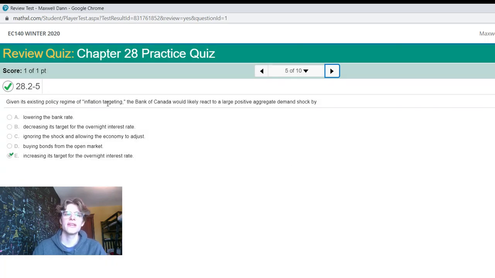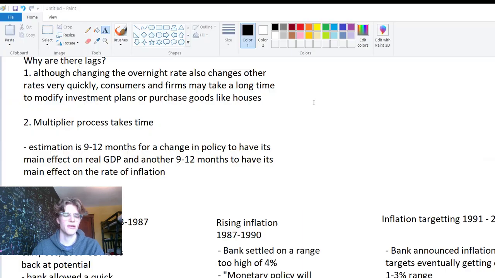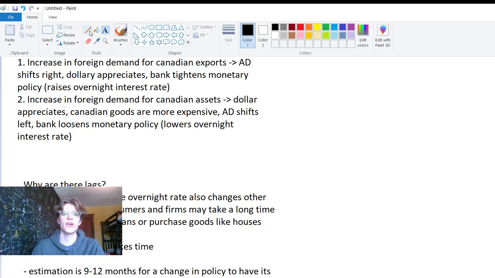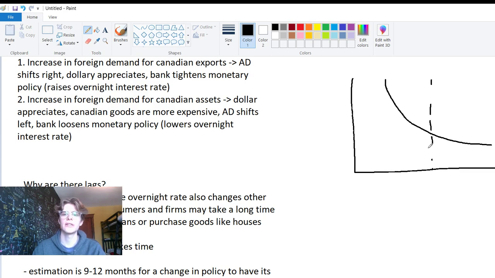Given its existing policy regime of inflation targeting, the Bank of Canada would likely react to a large positive aggregate demand shock by. So, aggregate demand shock, we'll draw that over here. Here's our Y star, AD, AS, and then there's a positive aggregate demand shock. My fan is going crazy, but oh well.